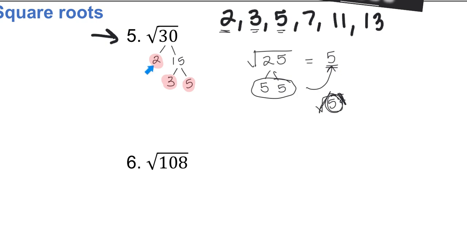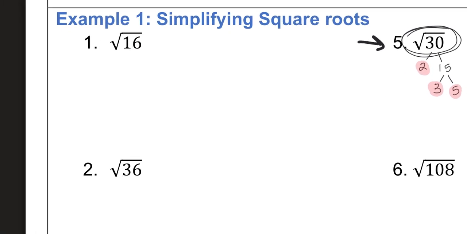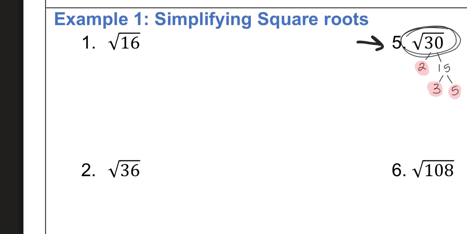So because I don't have any other 2s, any other 3s, and any other 5s, there's no other way for me to simplify this square root of 30, so we would just have to leave it as the square root of 30, okay? So now that we've looked at that, let's go back to the square root of 16. Again, we're going to do this by hand to reinforce that idea.